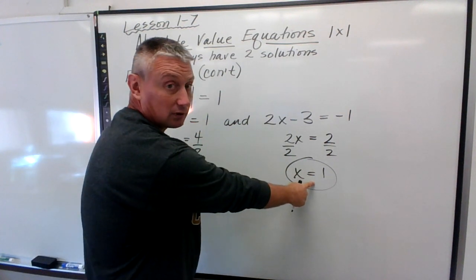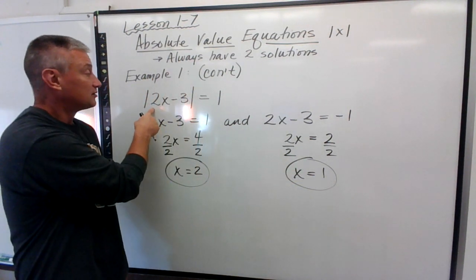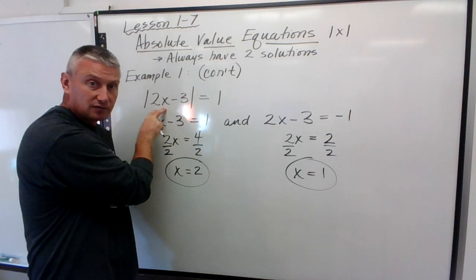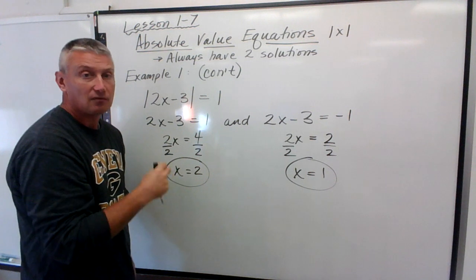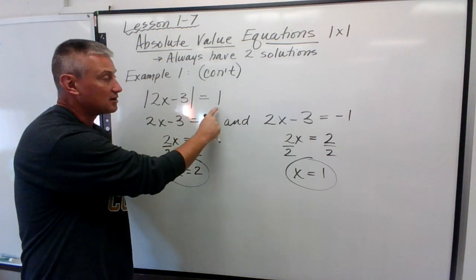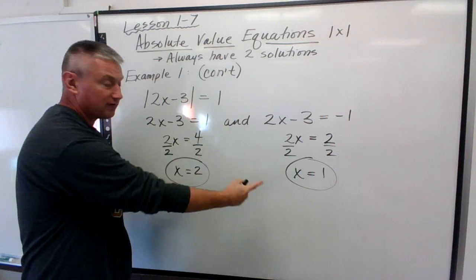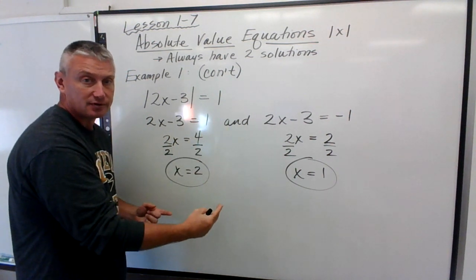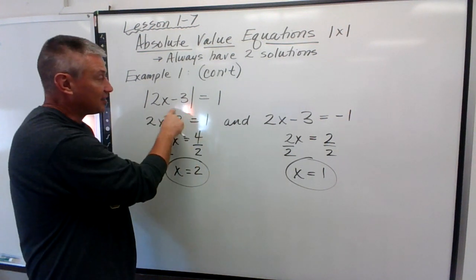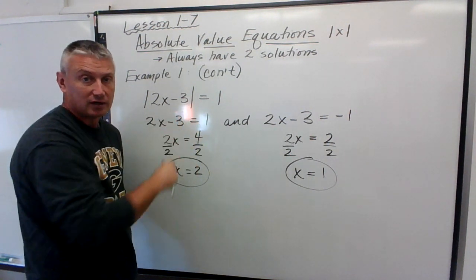If I take this one and I put it in here, 2 times 1 is 2, and positive 2 and negative 3 make a negative 1, and the absolute value of negative 1, again, is equal to 1. So we found two numbers that we can place in here for the variable that will make this absolute value equation true.